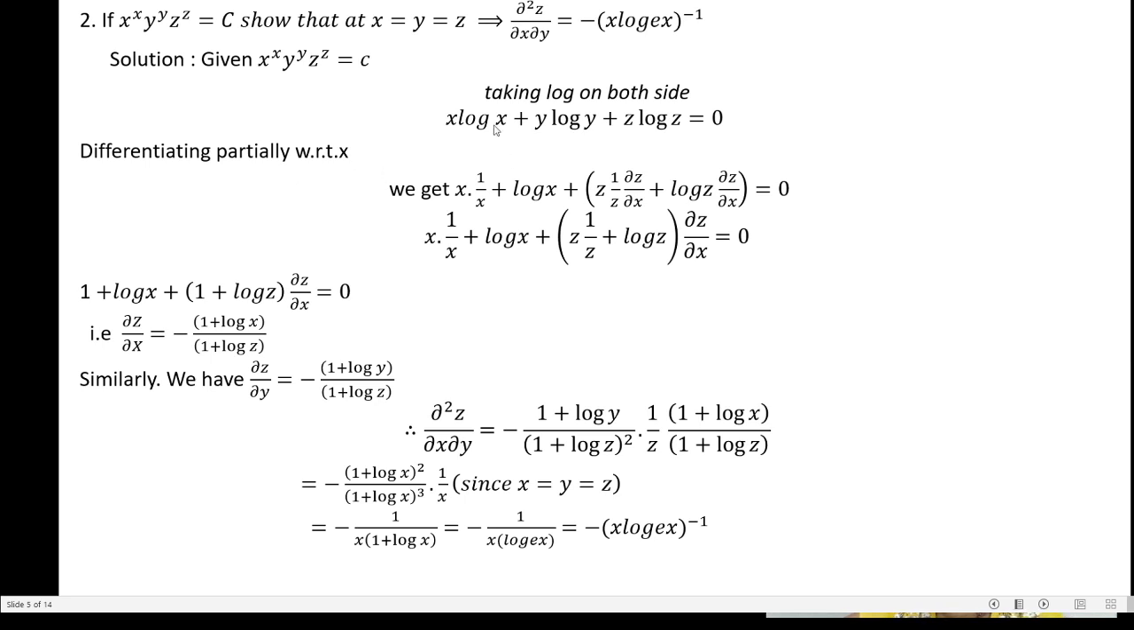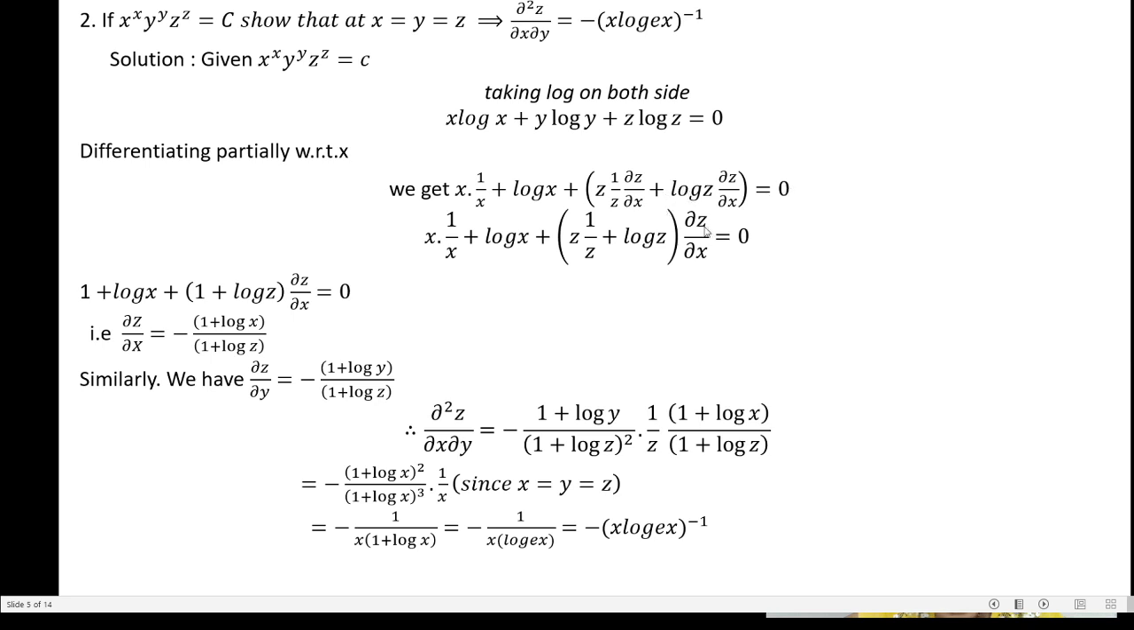Differentiating partially with respect to x, what we have? First function into differentiation of second function: first function x, into differentiation of second function log x, which is 1 by x, plus second function log x into differentiation of first function x, which is 1. Plus y log y, there is no x term here, therefore this is 0, plus z into log z. Here z is a function of x and y, they didn't give u as a function of 3 variables. So therefore z into log z gives z into 1 by z into del z by del x plus log z into del z by del x is equal to 0.